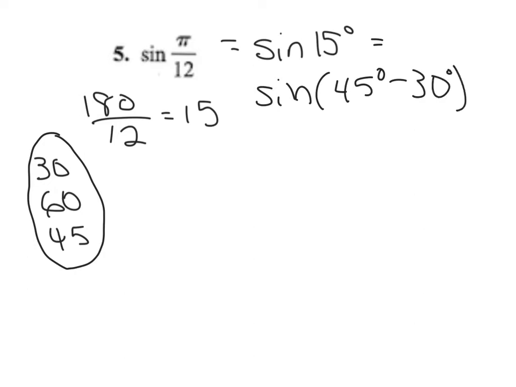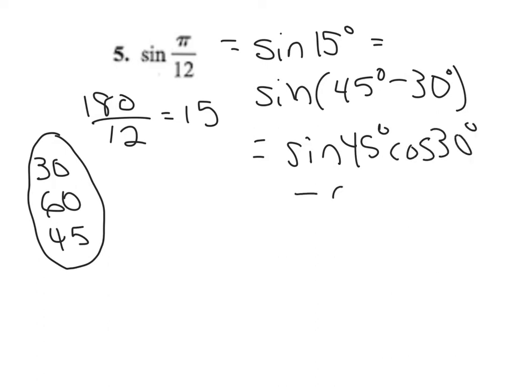And now we're going to use the sine of a difference to help us solve this. The sine of a difference is the sine of the first angle, which is 45, times the cosine of the second angle, which is 30, minus the cosine of the first angle times the sine of the second angle. So we need to figure out the sine and cosine of 45 and the sine and cosine of 30.